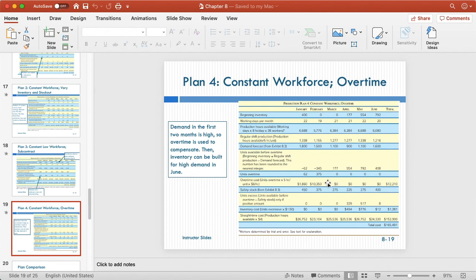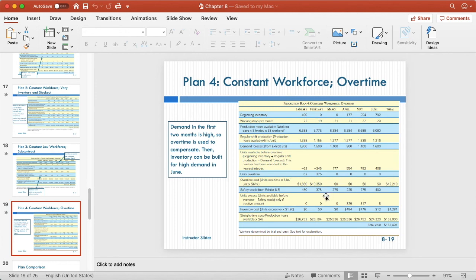So it's 345. For these 345 units, every unit needs 5 hours, and every hour needs $6. That's why for the overtime cost, you use 345 times 5 times 6 to get this amount. And the safety stock is 375. But of course, in this month you produce less than that. You don't have inventory for sure. That's why this is also 0, and the straight time cost still uses the production hours available to get the straight time cost.